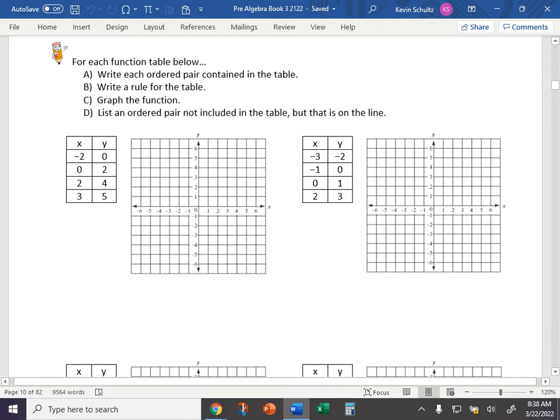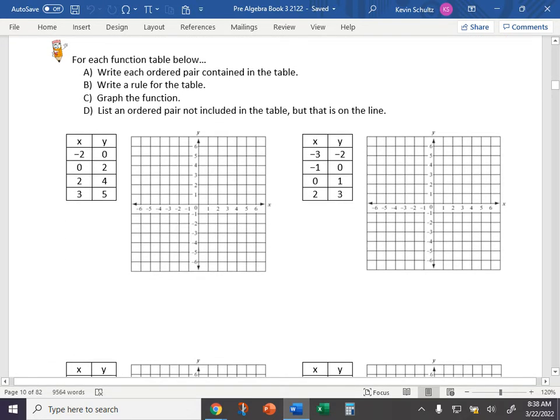In today's lesson, you're going to write each ordered pair contained in the table. Just practice going from the table to the ordered pair. Write a rule for the table, which we'll talk about if you don't know what that rule is. Graph the function, plot those ordered pairs on the coordinate plane, and then finally list an ordered pair not included in the table, but that is part of the relation, that is on the line. So four things for each situation here. Let's do the first one together.